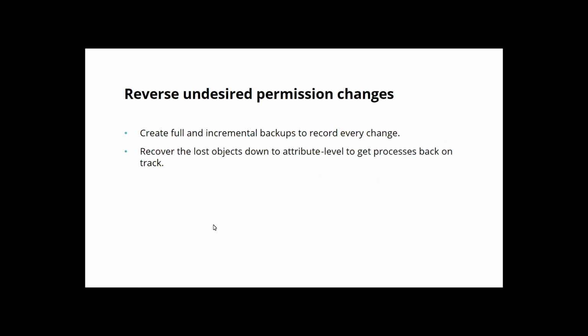Now, reverse undesired permission changes. For example, you might have carried out a certain action and given certain privileges to users. It might be by accident. You might have done it without understanding the context. What can you do if something like that happens? You need to quickly address that. You need to quickly revoke those permissions. So there's one way to go about it.